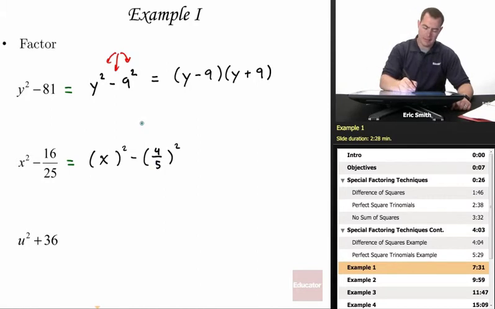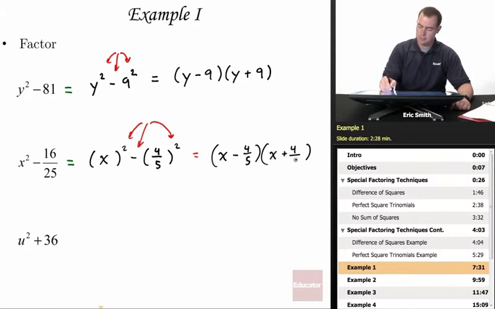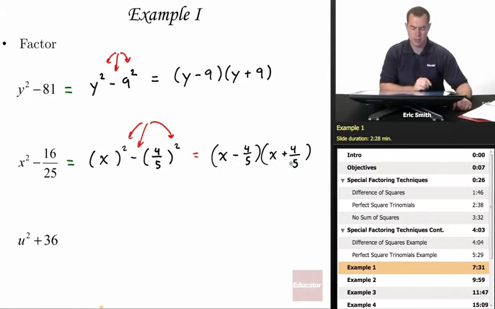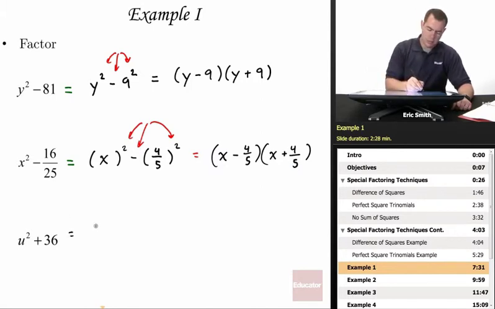Okay, now sure enough, this is the difference of squares, because both these are squared, and we're taking their difference, subtracting. All right, so let's write down what we have. So we have x minus 4/5 and x plus 4/5. All right, not bad. One more example. This one is u squared plus 36. So you could recognize this one as u squared plus 6 being squared.